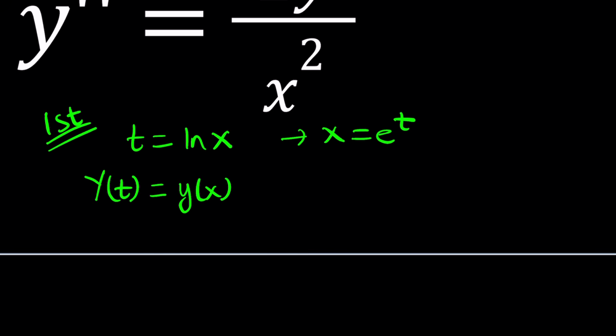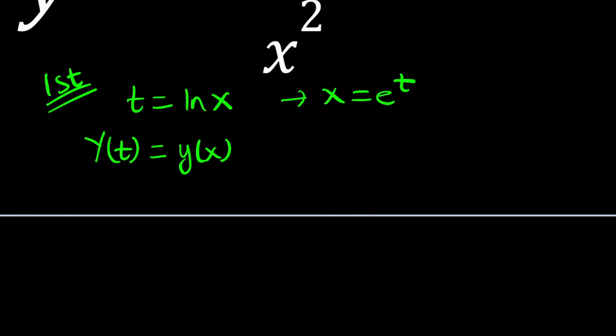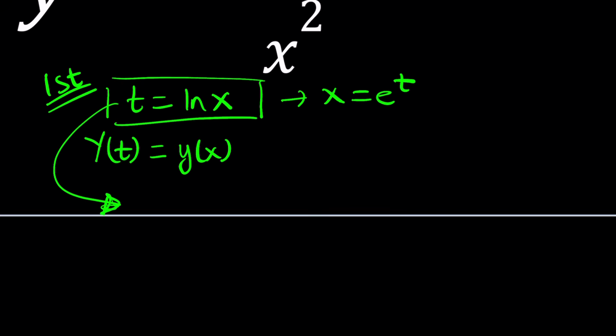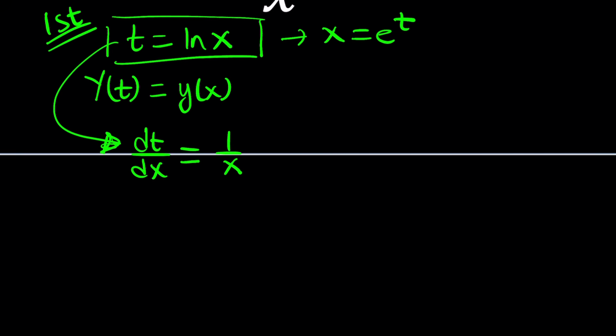Okay? Now since we know that t is equal to ln x, we can go ahead and differentiate both sides with respect to x, and that would give us dt over dx equals 1 over x. Because t is a function of x, we can differentiate both sides with respect to x. Great. Now, by using the chain rule, we can actually express this in a more interesting form.